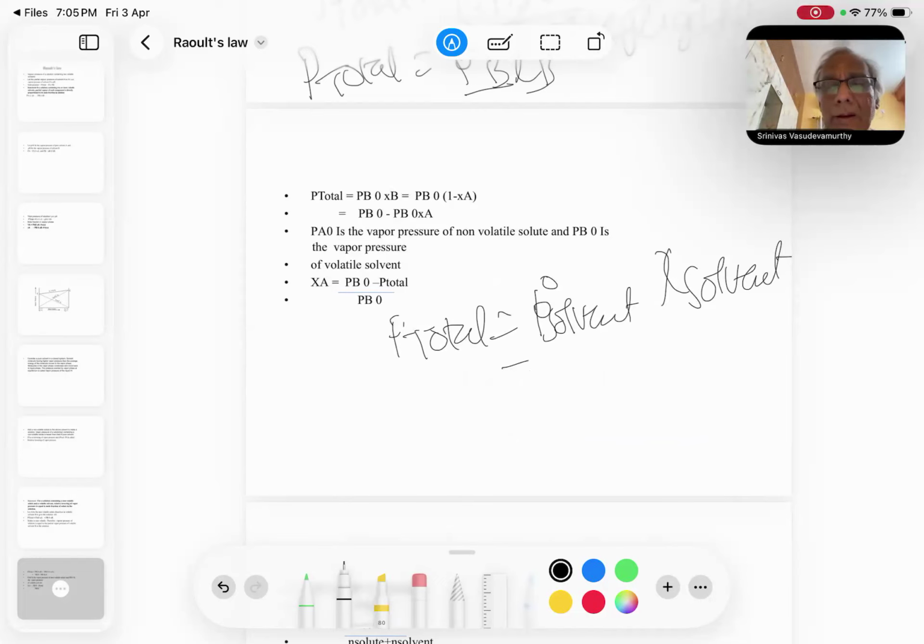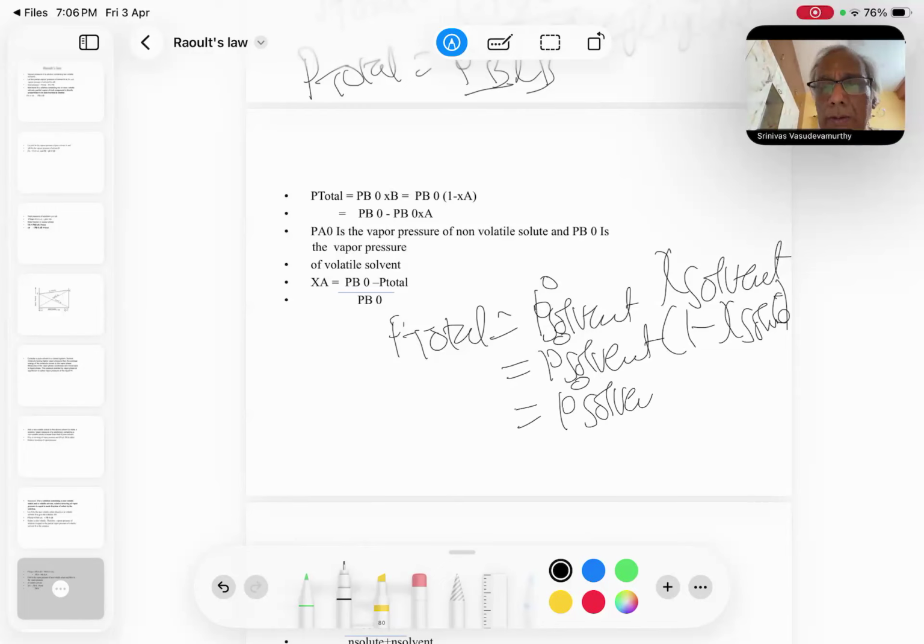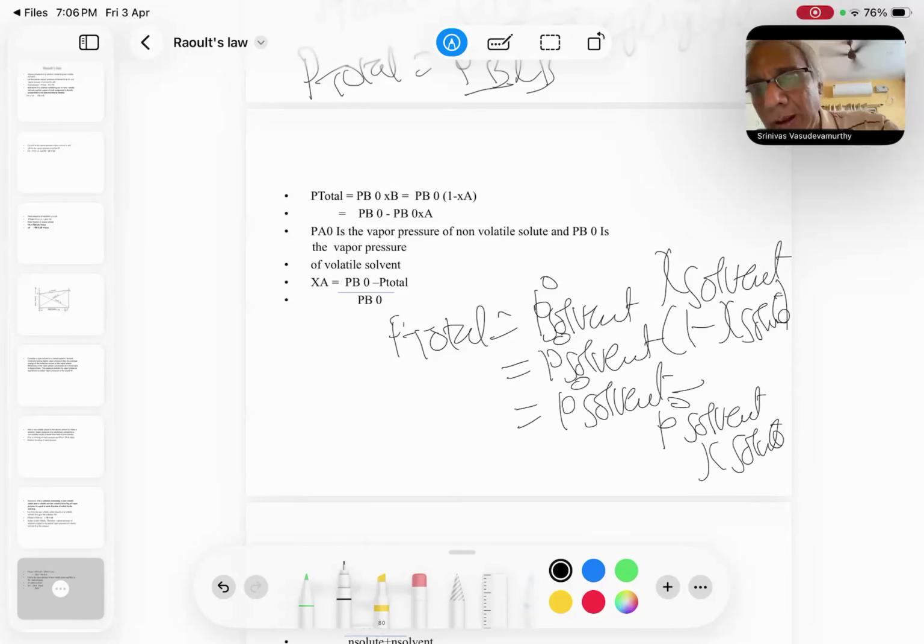Mole fraction of solute plus mole fraction of solvent is always equal to 1. So I can write it as P naught solvent into 1 minus mole fraction of solute, because the total mole fraction is 1 here. Or it is P naught solvent minus P naught solvent into mole fraction of solute here. That's what we have written.